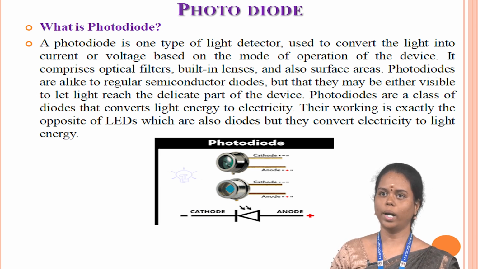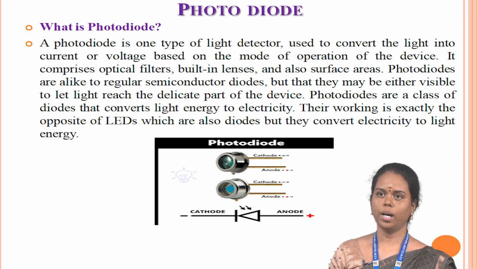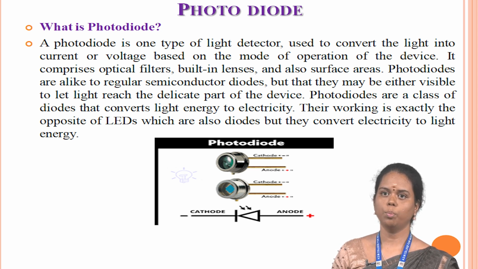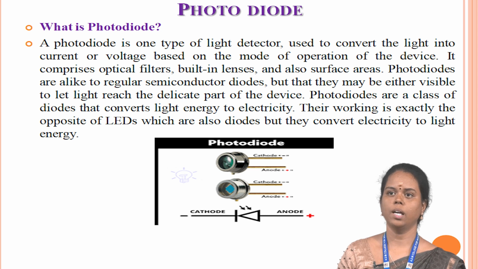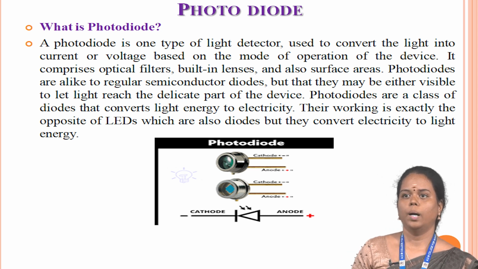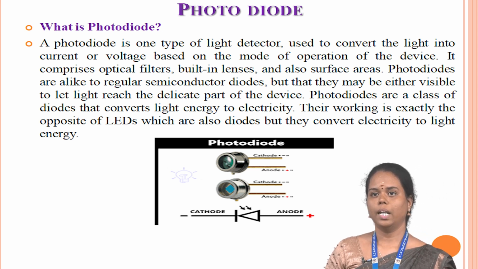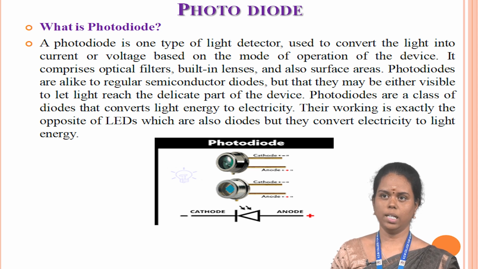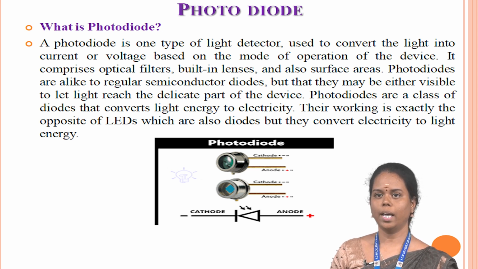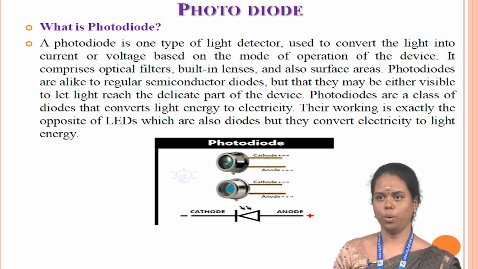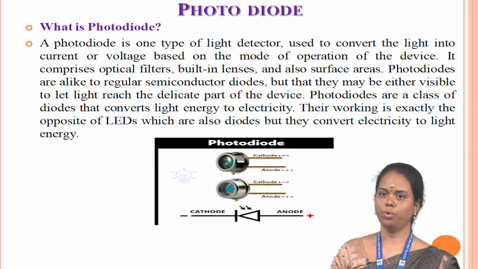A photodiode is one type of light detector used to convert light into current or voltage, based on the mode of operation of the device. It comprises an optical filter, built-in lenses, and also surface area. These diodes have a slow response time when the surface area of the photodiode increases. Photodiodes are like regular semiconductor diodes, except that visible light reaches the photodiode.